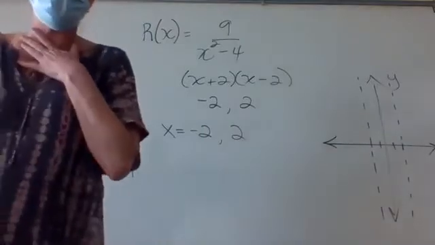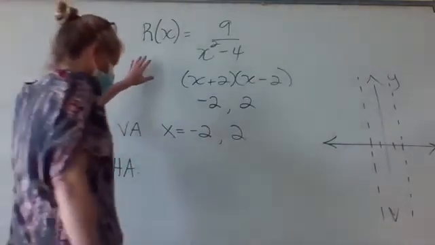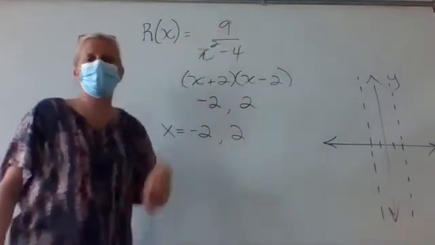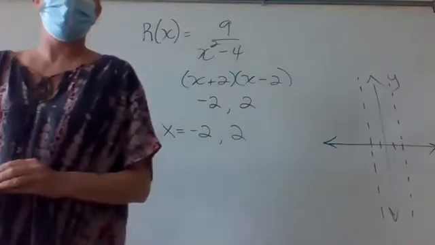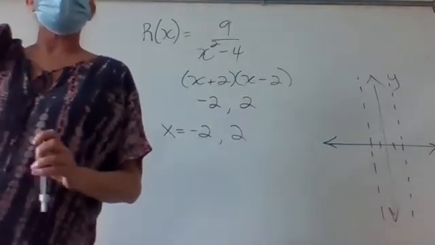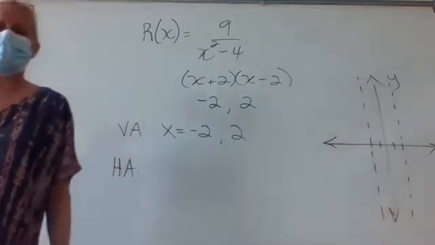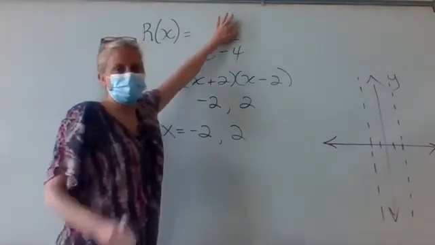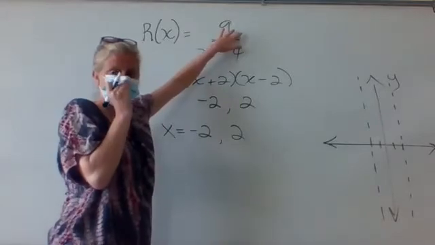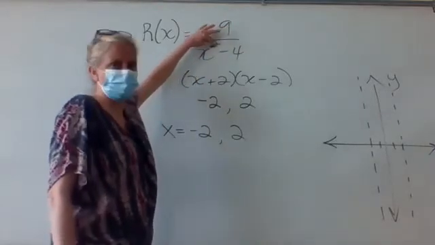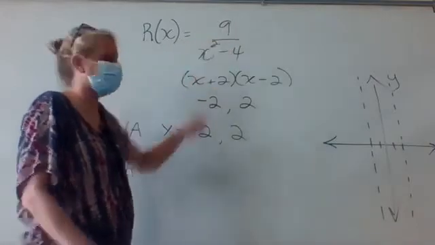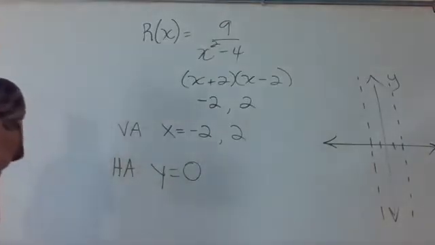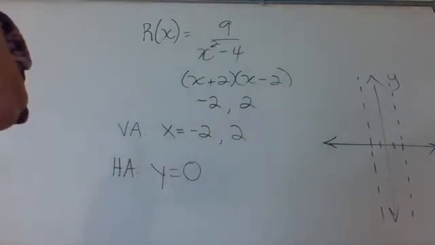Your horizontal asymptote comes when you are looking at the degree of the numerator compared to the degree of the denominator. If the degree of the numerator is less than the degree of the denominator, which is what's happening here, right? The numerator's degree is 0 because it doesn't even have an x. The degree of the bottom is 2. So the degree of the numerator is less than the degree of the denominator. That automatically means your horizontal asymptote is y equals 0.